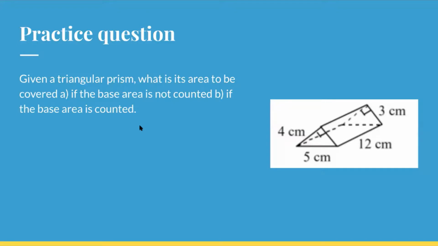It's asking, given a triangular prism, what is the area to be covered if the base area is not counted and if the base area is counted. So it's basically asking for the lateral area and the surface area, and the formula for the lateral area would be base times height plus 2 times length times slanted height. Okay.